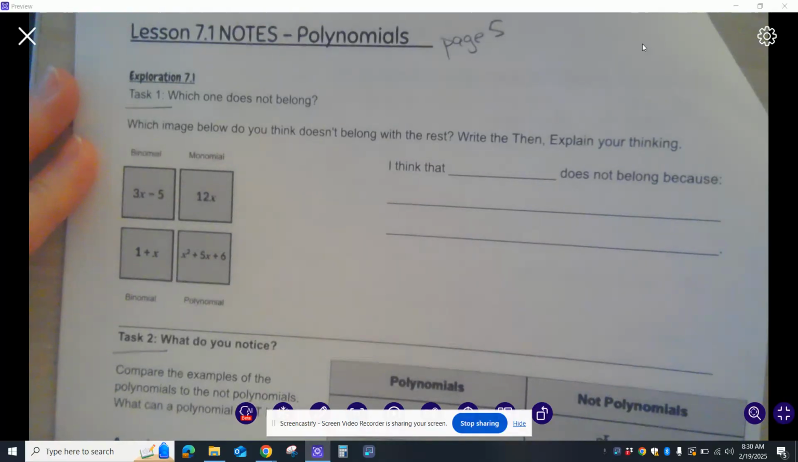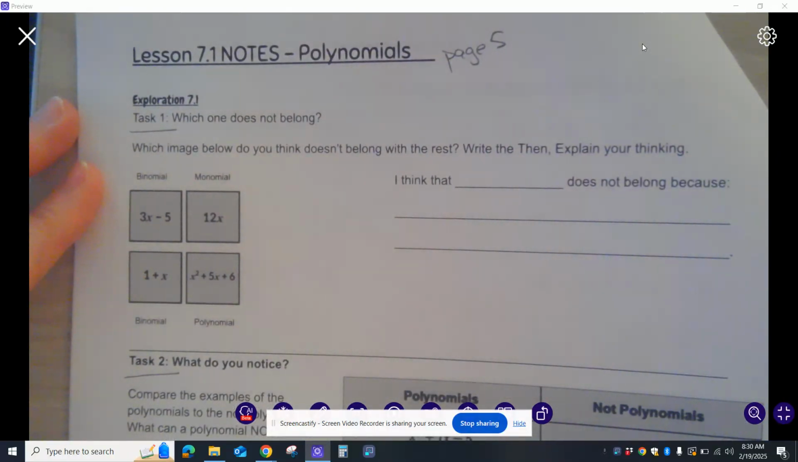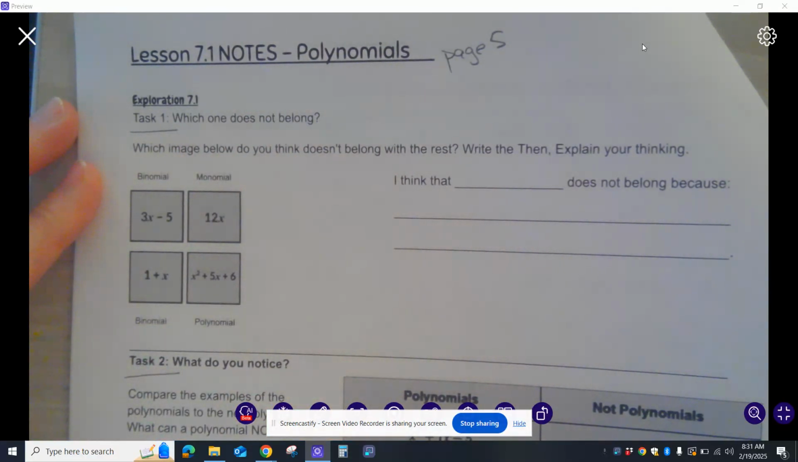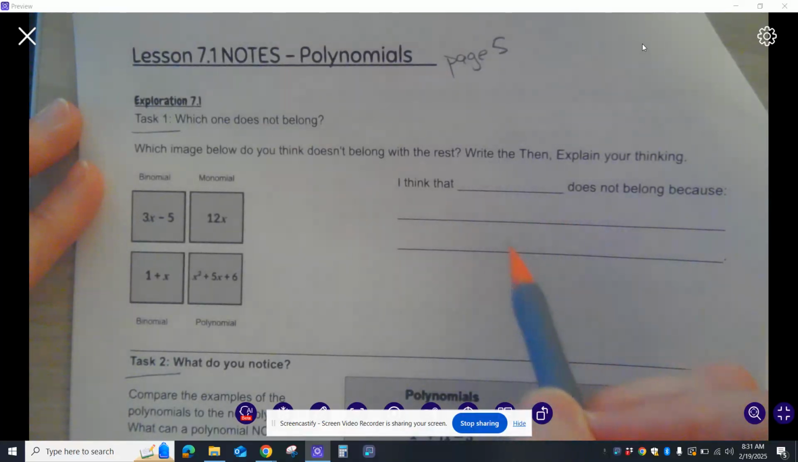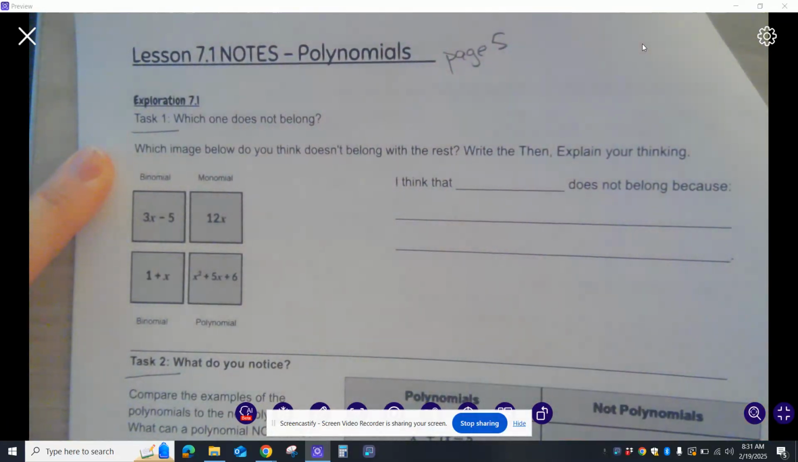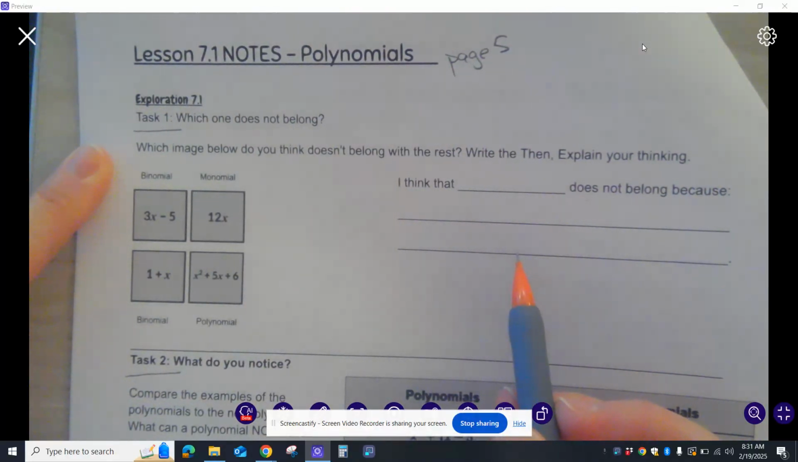Okay, so hopefully you tried task 1, task 2, and task 3. It's a little bit of an exploration of some of the things we're going to be looking at in section 7.1. So the first one said, which of the images below do you think don't belong? Then explain your thinking. So you might have various answers here. I don't want you to cross off what you had. I want you to check and see what you had and see if it's similar to what I have.